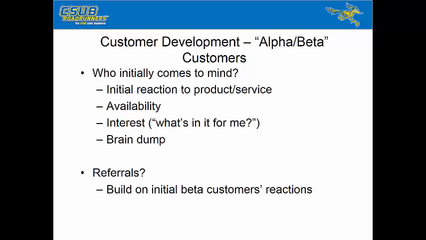And then, in addition to their initial reactions to the product or service, you want to get a brain dump of as much information as you can from them. And then you could also get referrals from the initial people you talk to. So once you talk to friends and family, ask them, in addition to their input, who else do you think might be interested in this? And then get referred to them and get their input on it too.